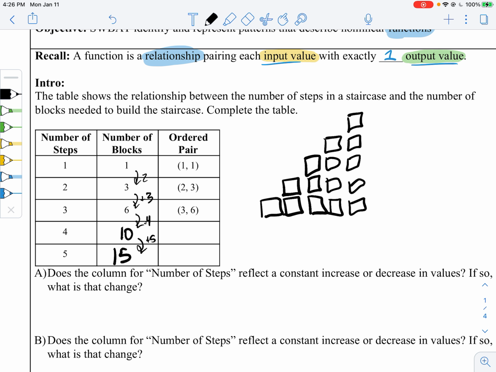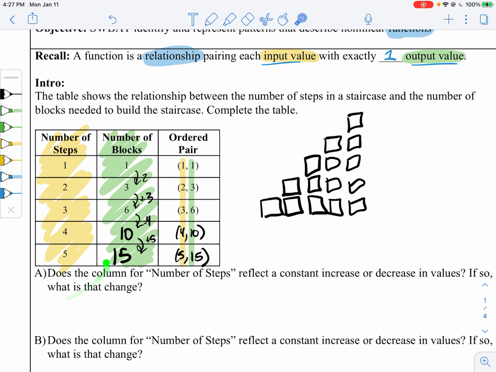We can also write these as an ordered pair by taking the number of steps, which is our independent variable, our inputs, and writing them as our first coordinate in a pair. And then by taking the number of blocks, which is our dependent variable, because the number of blocks depends on the number of steps we have, we can put those in our second coordinate in our ordered pair. So we have (1, 1), (2, 3), (3, 6), (4, 10), and (5, 15). Follow that pattern and see if you can figure out how many blocks you need for 6 steps.